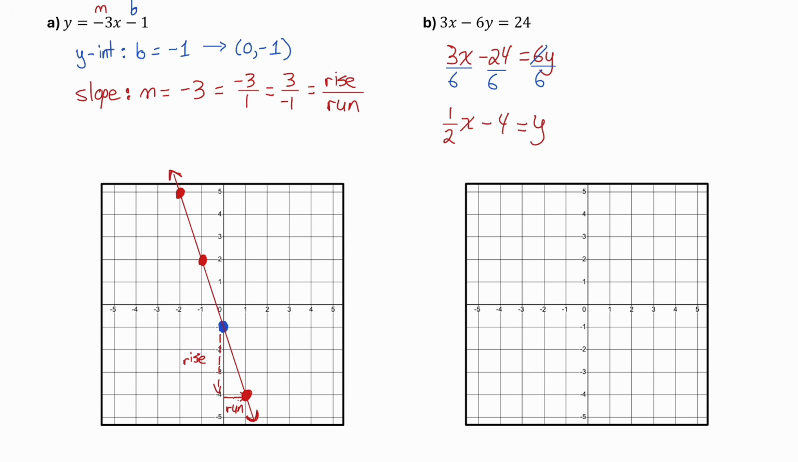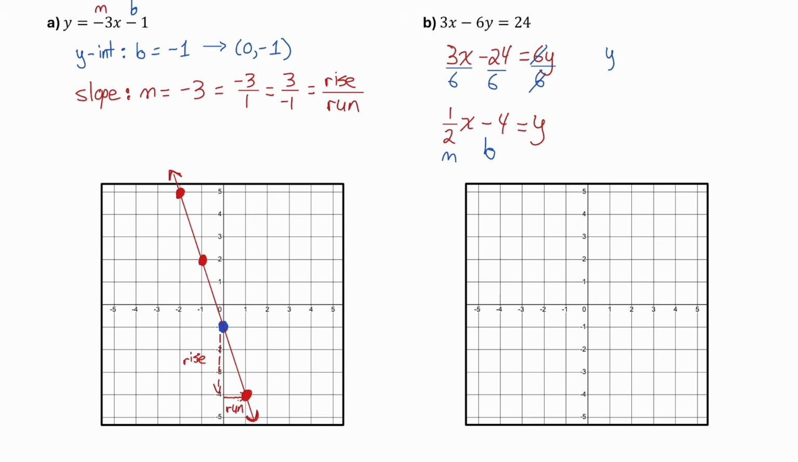Right, the 6's on the right cancel out. 6 divided by 6 is 1. So this equation is now in slope-intercept form because the y is isolated. It doesn't matter that it's isolated on the right, that's fine. The coefficient of the x is still the m value, and the constant added after is the b value.